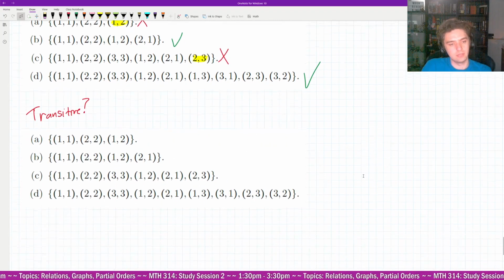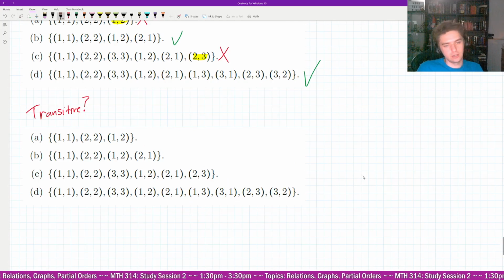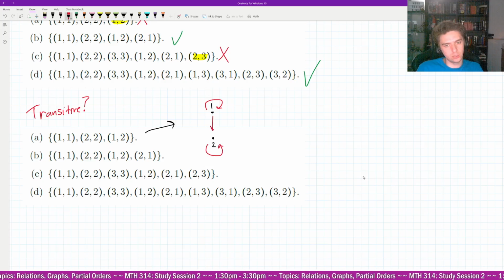Okay, and then finally here, transitive. So I'll draw a graph for this one. It's good to draw. For transitive, it gets really messy. So 1 and 2, right? So we have 1 to 1. Let's just draw. This is 1. This is 2. So 1 to 1, 2 to 2, and 1 to 2. So the only link we can make is 1.